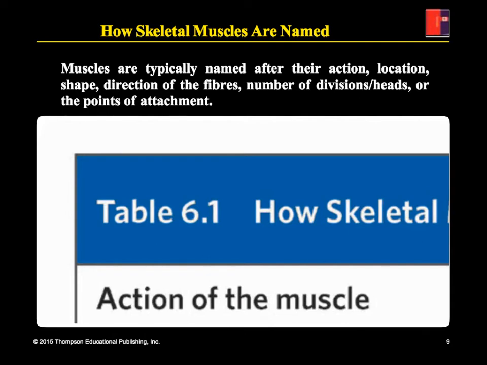S stands for the shape of the muscle. So for example, you have a deltoid muscle, and it kind of looks like the Greek symbol delta. Your trapezius, which looks like a trapezoid. Those all get their name because of their shape.